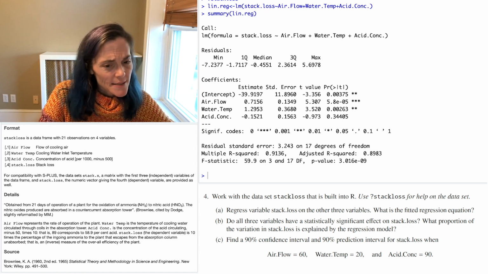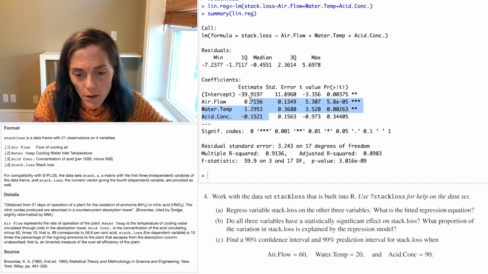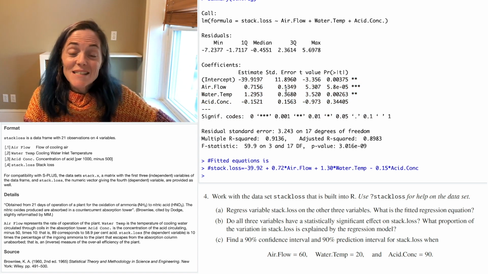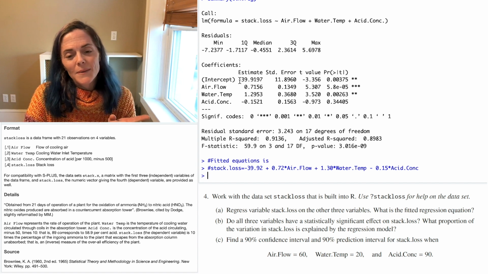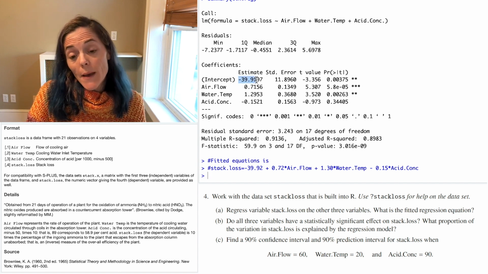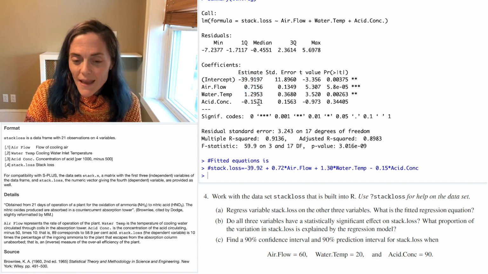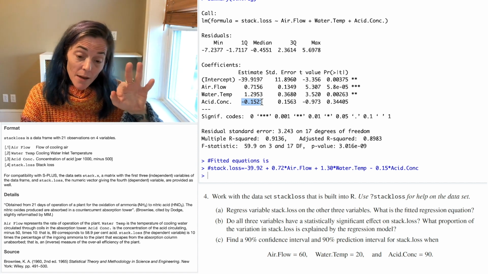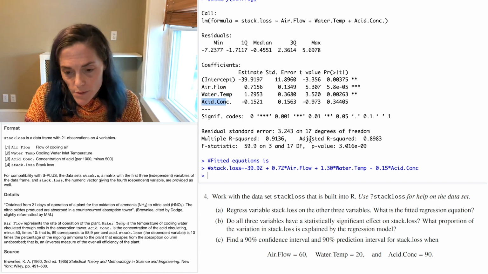What are my questions? What is the fitted regression equation? Well, the estimates come in the first column, so maybe I will type this. Here is this fitted equation. The numbers came from this estimate column. Minus 39.92 is my intercept. And then I have 1, 2, 3 coefficients, beta 1, beta 2, and beta 3 that go in front of the corresponding variables.